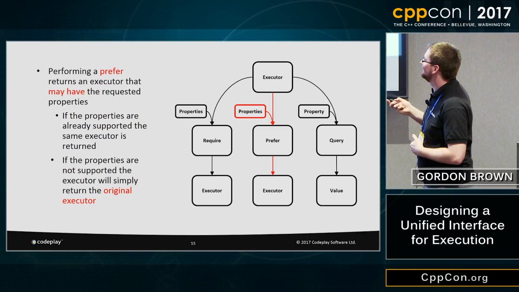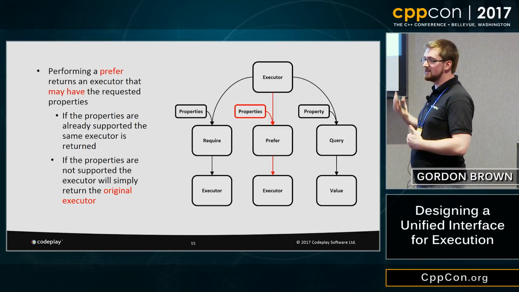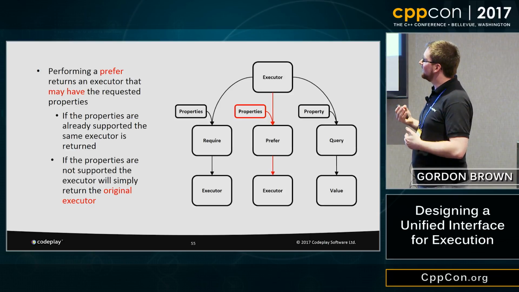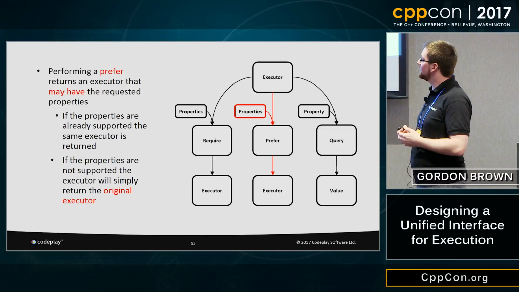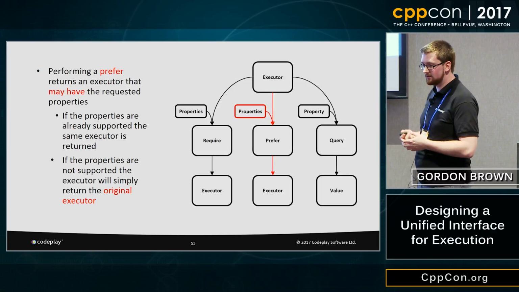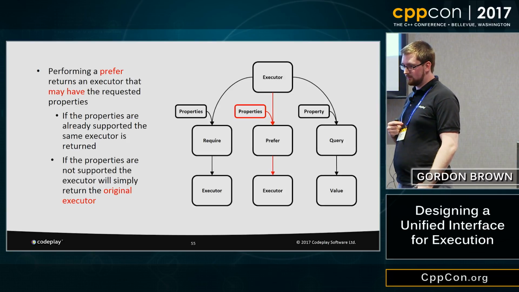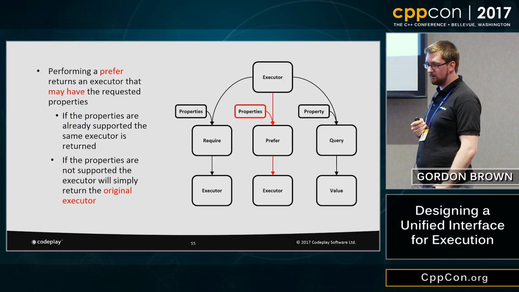Oh, sorry. So to reiterate, if require would be successful, prefer must return what require would. So it would return the executor with the properties that you've requested. If that wouldn't succeed, then it likely returns the original executor, unchanged. So it's allowed to fulfill as many of the properties as it can, but if it can't fulfill the properties you've asked for, it would return the original executor unmodified.